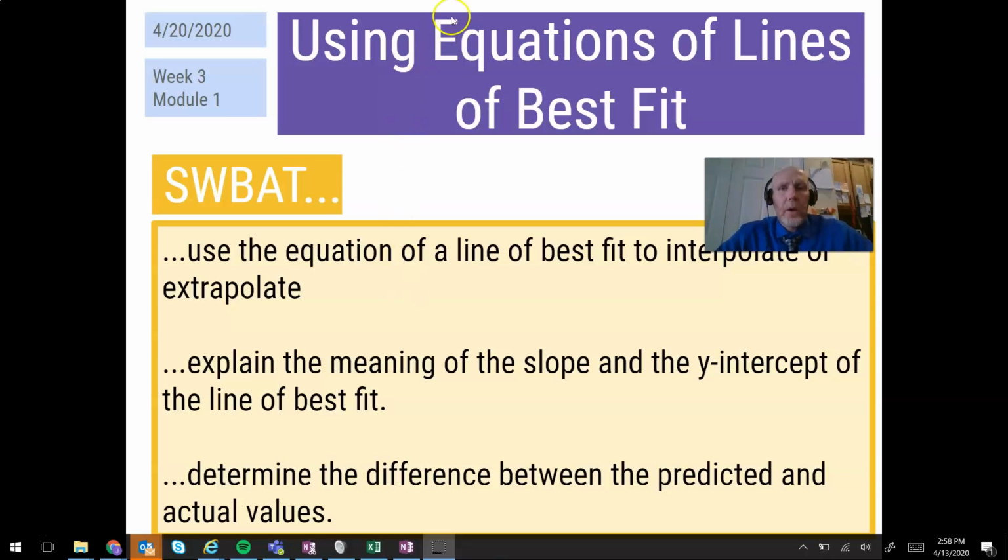And today we're going to talk about using the equations of lines of best fit. Last Thursday, we found out how to find the equation of a line of best fit. Now we're going to talk about what we're going to be able to use it for.